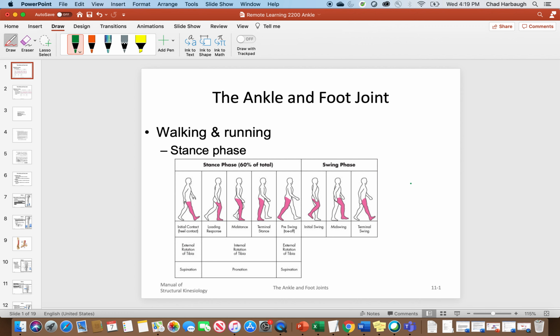Today's lecture will be on the ankle and the foot. Today what we'll be looking at is primarily the stance phase. So in this illustration, we'll primarily be looking at the 60% of the total movement of walking which occurs in the stance phase. One of the interesting aspects of the stance phase is this is where we usually see the majority of problems with walking mechanics that occur, and then they carry on into the swing phase.